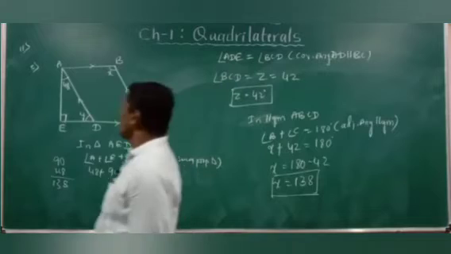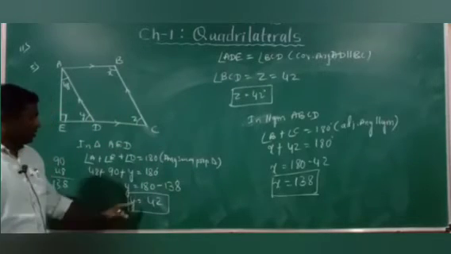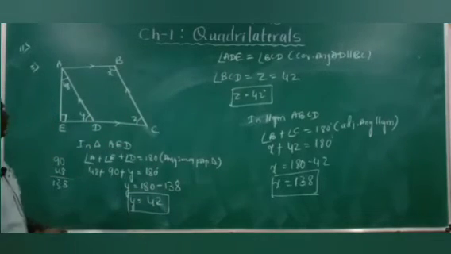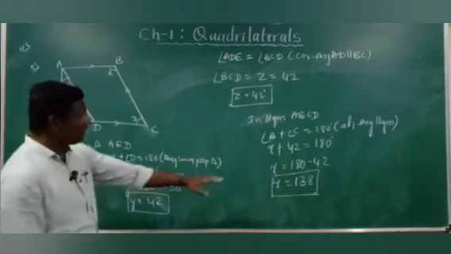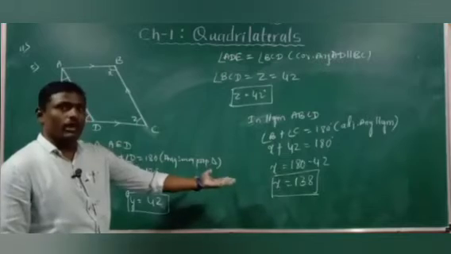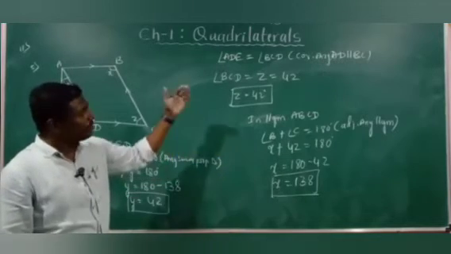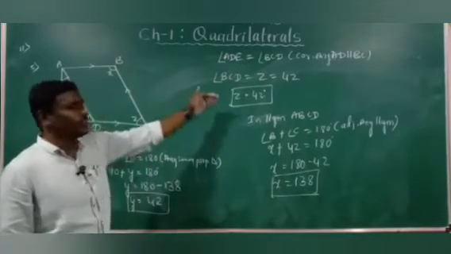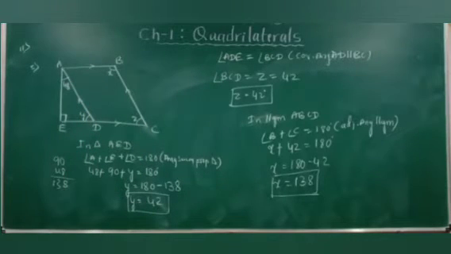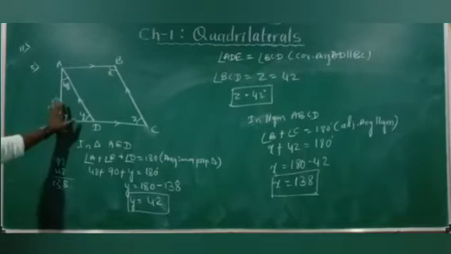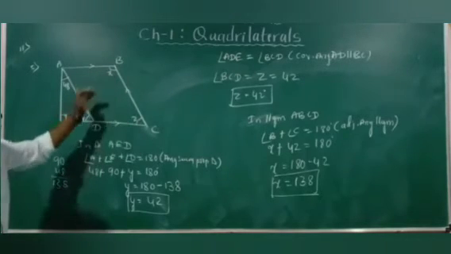138. Right? So 138. This is the X value. Here we already calculated X, the required values. X is 138, Y is 42 and Z is 42. Okay. That can also be solved by using another property. For example, opposite angles are equal.